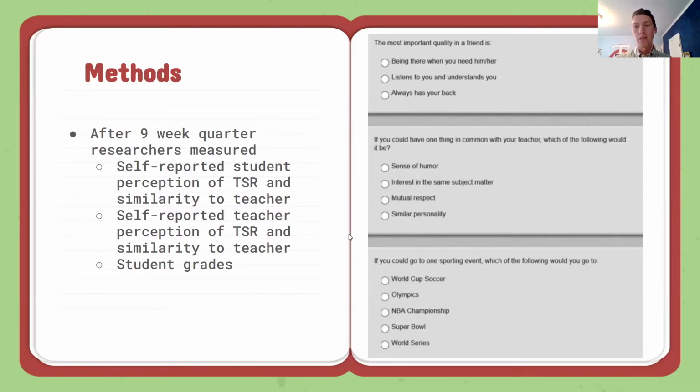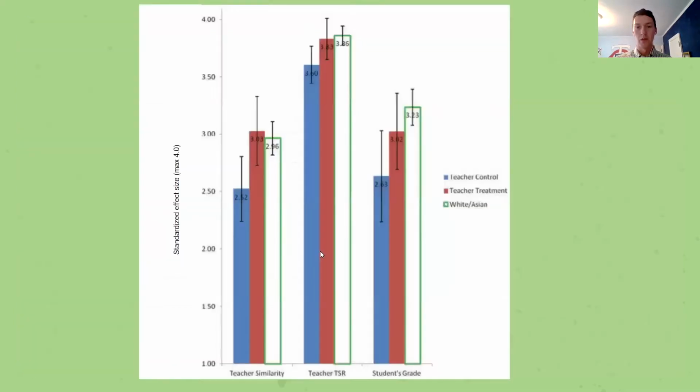The hypothesis of the researchers was that students in the teacher treatment group, who were told the similarities they had with their teachers, and whose teachers knew those similarities as well, would have higher grades at the end of the 9 weeks. We'll take a minute here so you can look at the results from this study.